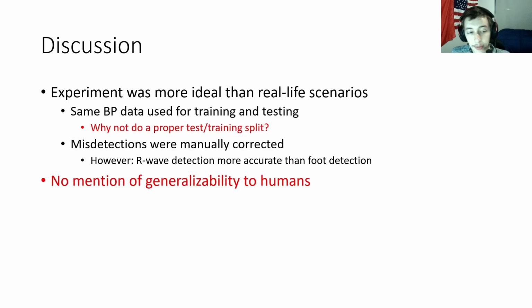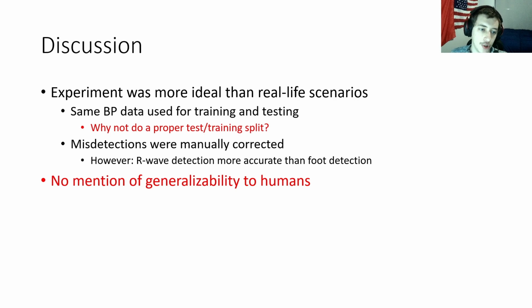They also mention some limitations with their experiment, which is that the way it's set up, it's more ideal than real-life scenarios. For example, they used the same blood pressure data for training their prediction as well as for assessing the prediction, which is kind of a big no-no in a lot of other fields. I think if it was in those fields, it would get criticized for that. So I think they should have split their samples into a testing and a training cohort. Also, they manually corrected misdetections, which perhaps in real-life scenarios wouldn't occur. But they actually say that because R waves are easier to automatically detect than the feet of pulse waves, pulse arrival time might actually be relatively more accurate compared to pulse transit time in real-life scenarios than in their ideal scenario.